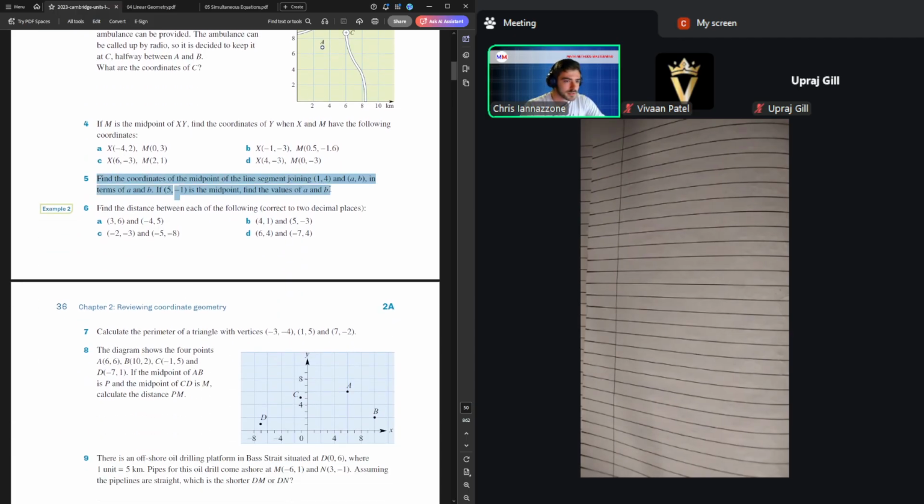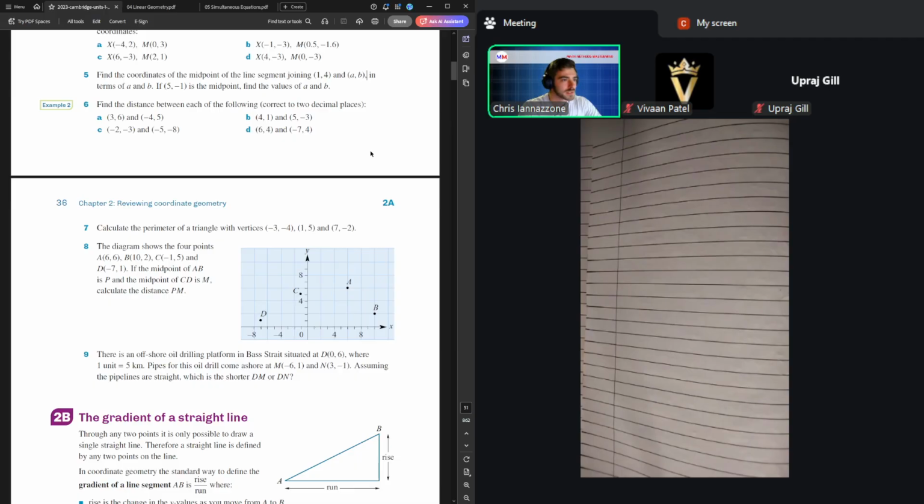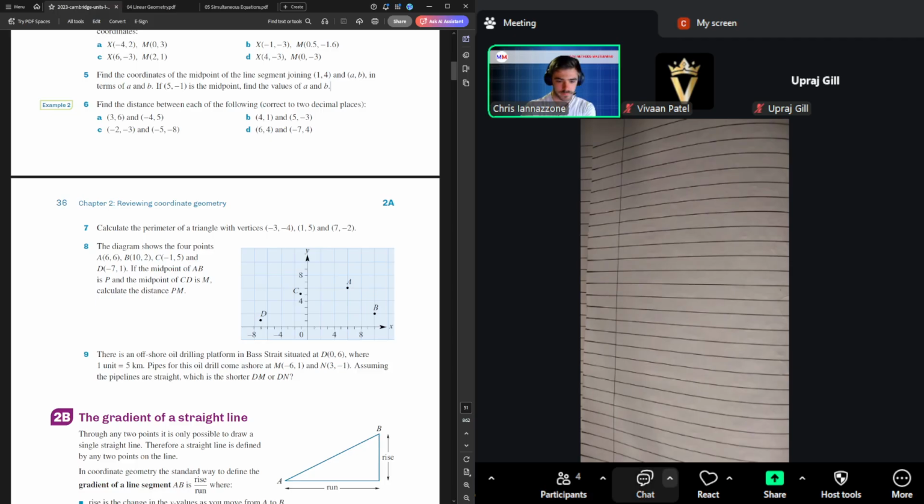A little bit different here. So now we're chucking in a few letters in there. We don't just have point and point, although we do. It's just that the other point that we have is with letters as opposed to numbers. So in this case, we want to figure out the midpoint joining these things in terms of A and B. And then, if this was the midpoint, what would A and B have to have been? Bit different, slight extension on that.